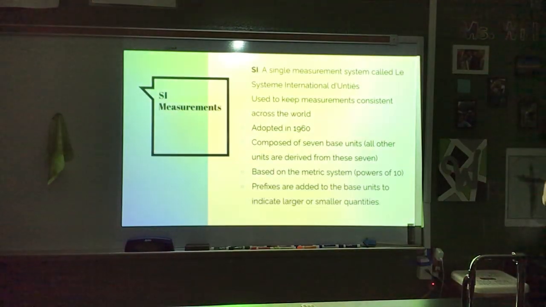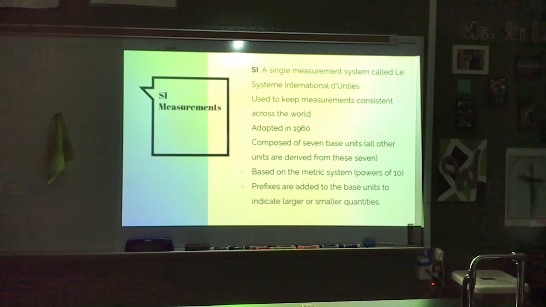So we deal with something called an SI unit. SI is a single measurement system called Le Système International des Unités. It's basically French. It's used to keep measurements consistent across the world. So any scientist will use SI units. It was adopted in the 1960s, so not that long ago.